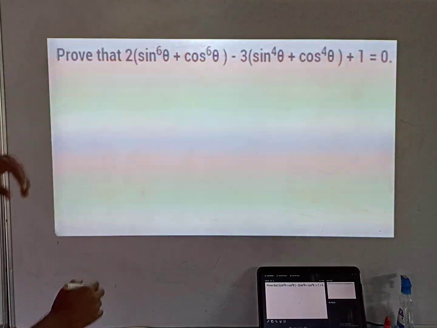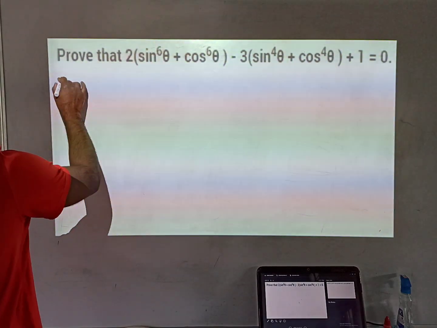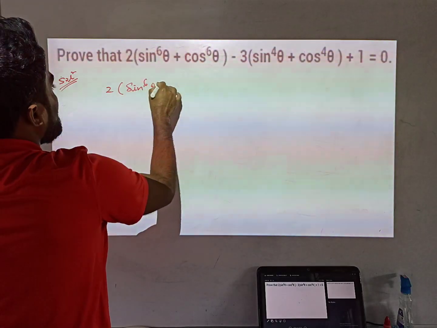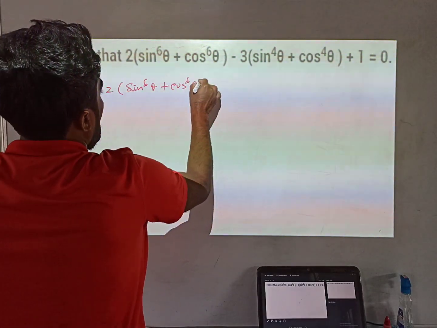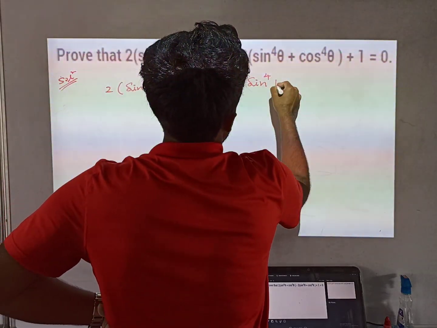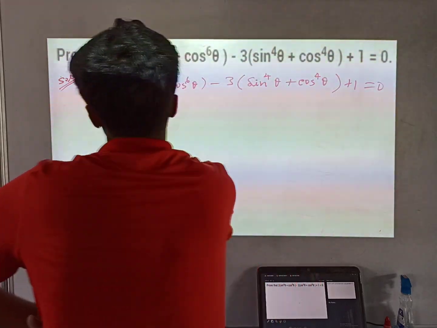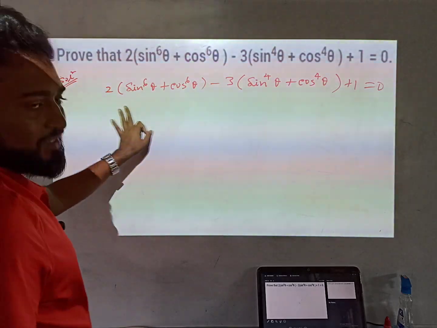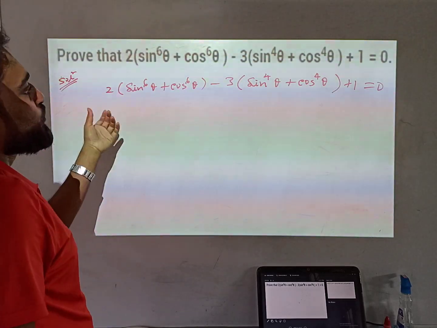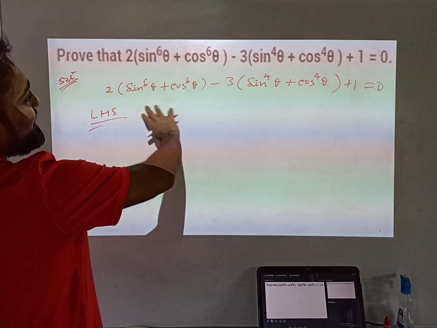Okay, so we have to prove that this minus this plus 1 equals 0. Let me write the question once again: 2 times (sin to the power 6 theta plus cos to the power 6 theta) minus 3 times (sin to the power 4 theta plus cos to the power 4 theta) plus 1 equals 0. We have to prove this. From the left hand side, obviously we cannot prove 0 equals this, so it is better to start from this side. I will take the left hand side and show that left hand side equals 0.